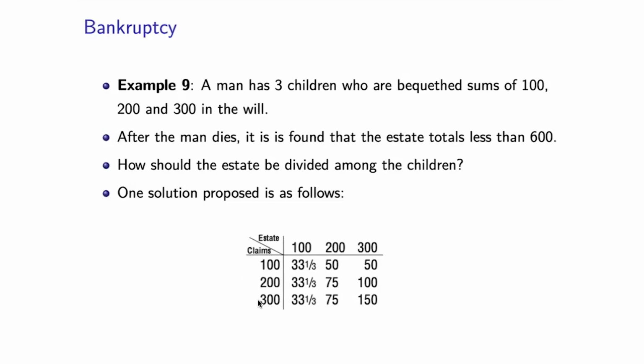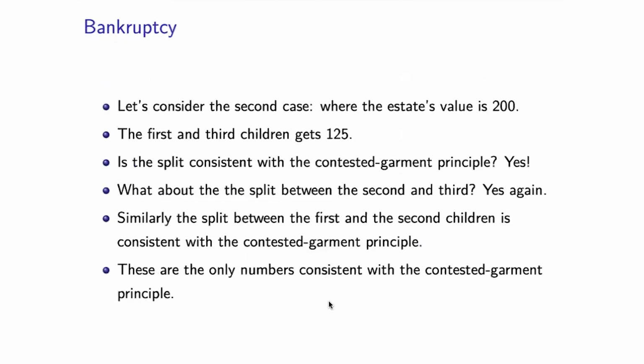If 125 is the total and the claims are 100 and 300, the first child is basically conceding 25 uncontested to the third child. So the third child gets the 25, and the remaining 100 is contested, and therefore it's split equally. From there you see that if the total amount given to child 1 and child 3 is 125 together, then the split of 50 and 75 is consistent with the contested garment principle.